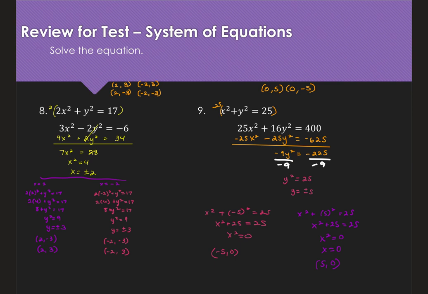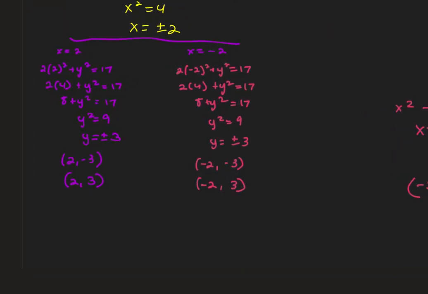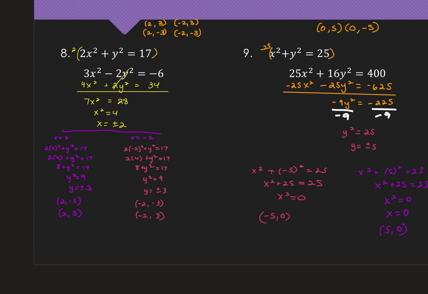For 8, I solved for x. I got plus and minus 2, which means I have to plug in both positive and negative 2. When you plugged in positive 2, you got 2 answers. So (2, -3) and (2, 3) should have been solutions. And then when you plug in -2, you also get 2 answers. So that means there are 4 total solutions here. All 4 of them have to be part of your solution set.